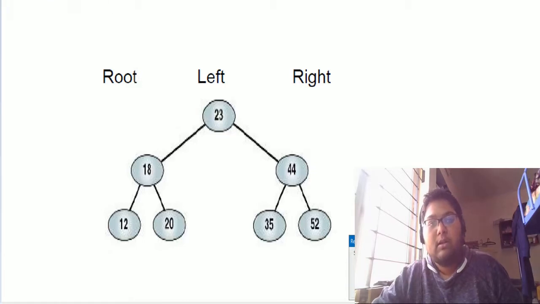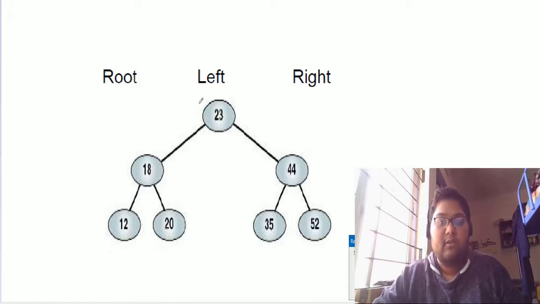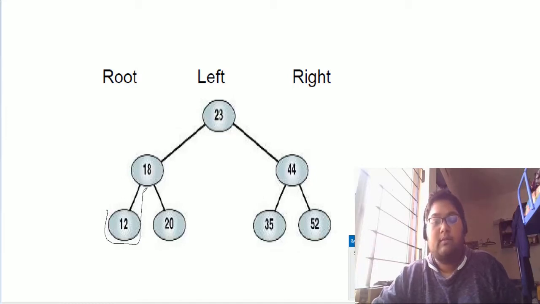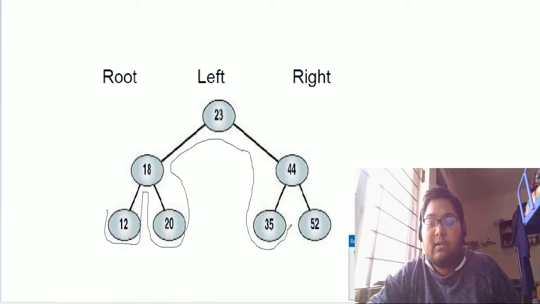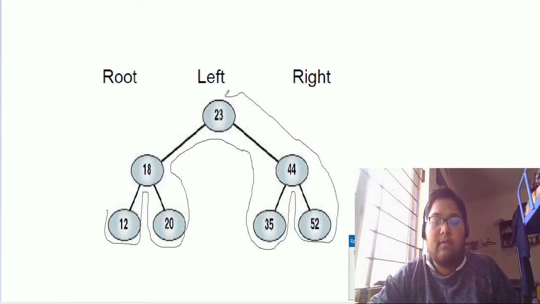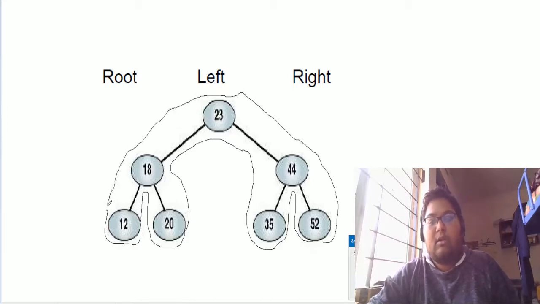Okay, now continue in a similar way. We start here too, but we start from 12, go to 18. As 12 is the first, we take 12, then 18, then 20. 18 has already been taken, then to 23. But here comes the problem. You don't go to 44. You go to 35 actually here. 35, 44, 52. Then this is all taken. 44, 23 taken, 18 taken. So this is how you do it.